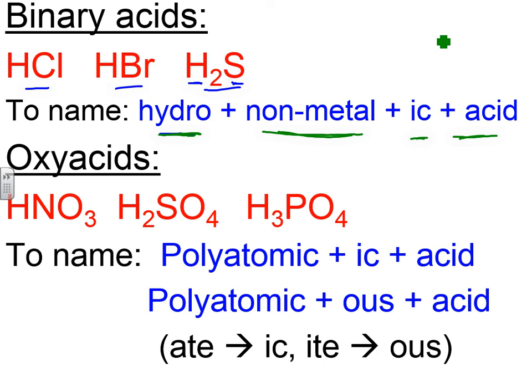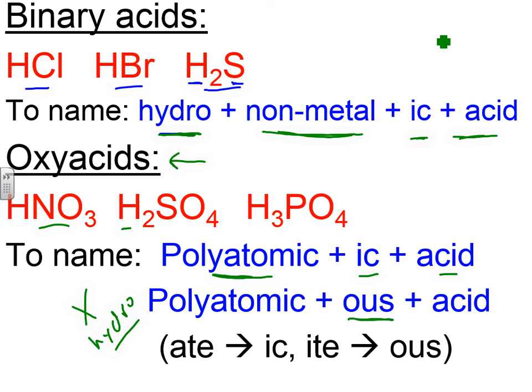The other category are oxyacids. These are made from polyatomic ions and they contain oxygen in them, so famously nitric acid, sulfuric acid. To name them, you have to know the polyatomic name, and then the polyatomic name gets appended with ic, and then put acid. Notice there's no hydro here. The hydro is missing, and that's the difference between the naming of the two acids. You can also use -ous for the ending if it's an ite.